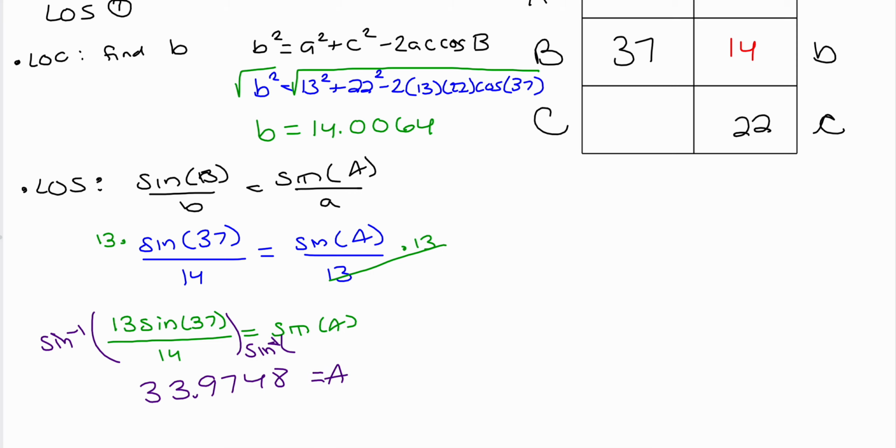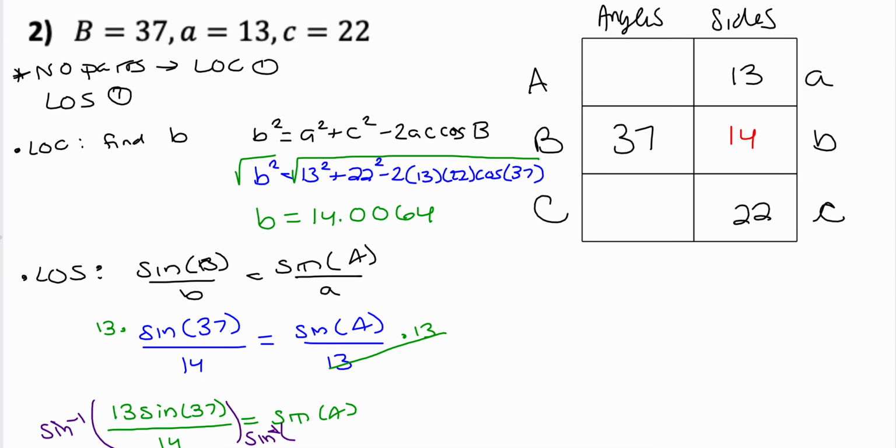So we're going to round to the nearest tenth, which makes that 33.9 go up to 34, and that was big A. So big A is 34, and these are degrees. I have now done my law of cosines once, and I've now done my law of sines once. So how do I find the last piece?